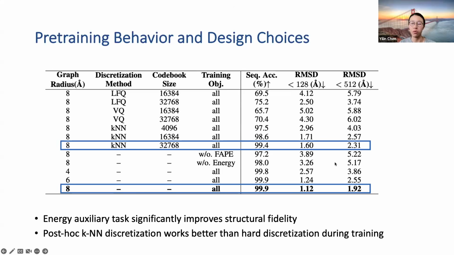So these results are on the validation set. We also tested ways to quantize or discretize this residue latent in training. We tried VQ, vector quantization, and found that it does not work very well with this training scheme. What actually worked is using post hoc KNN on the latent space once the model is trained. You can use the trained model to embed the entire CATH and then cluster the latent based on that.